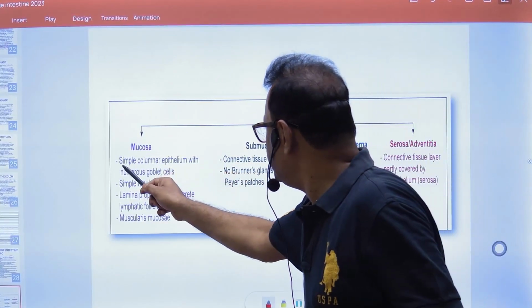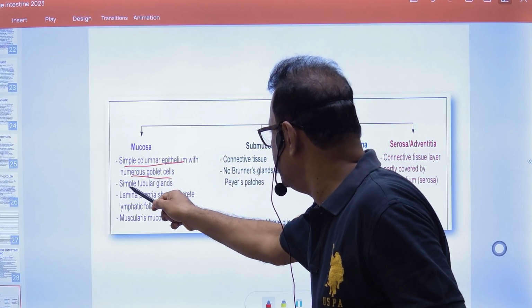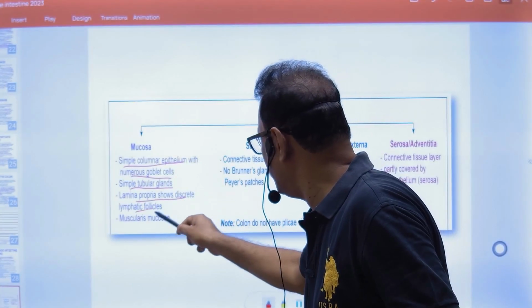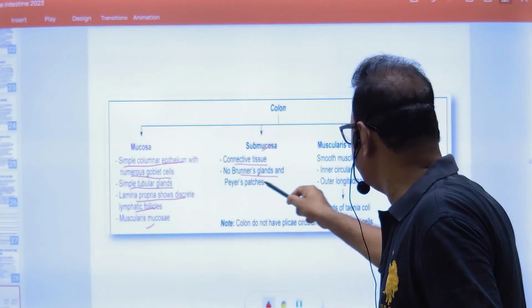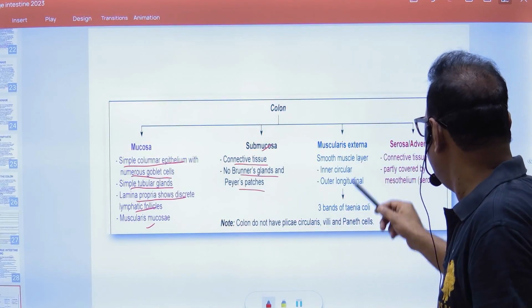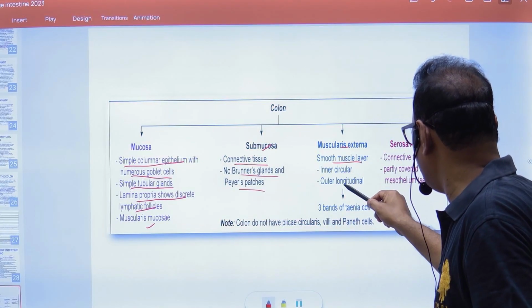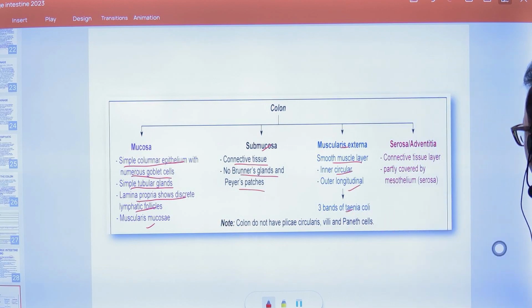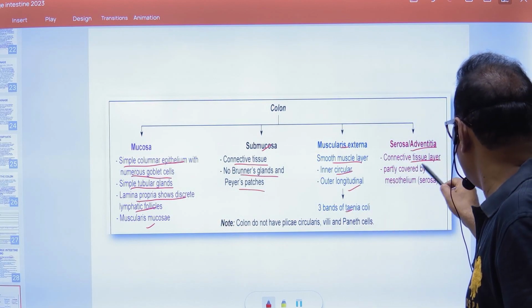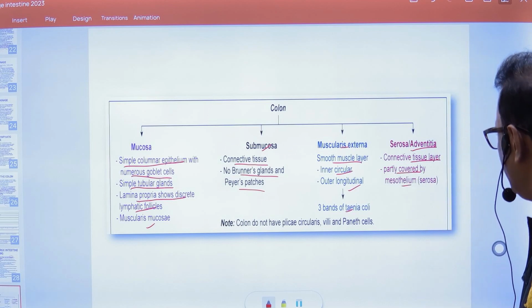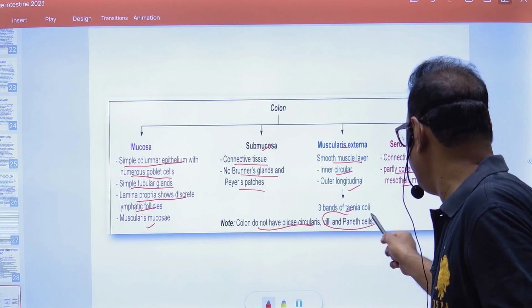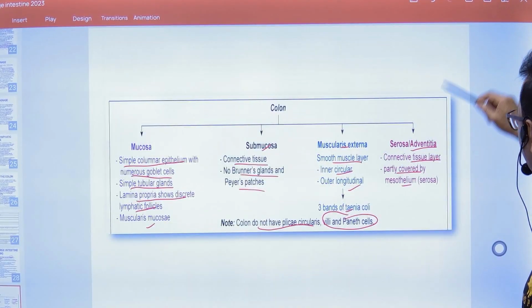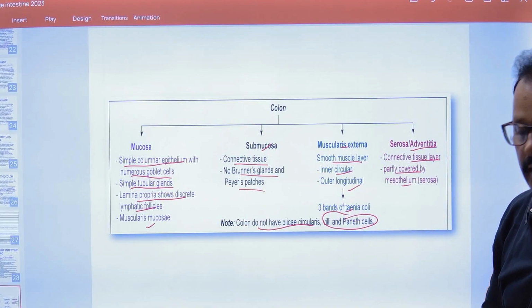So the mucosa has simple columnar epithelium with numerous simple tubular glands, the lamina propria with discrete lymph nodules, and the muscularis mucosae. Submucosa is connective tissue, with no Brunner's glands and no Peyer's patches. Muscularis externa is a smooth muscle layer, inner circular and outer longitudinal, with three bands of taenia coli. Serosa is a connective tissue layer, partly covered with mesothelium. The colon does not have plicae circulares, villi, or Paneth cells. So this is all about the large intestine. Thank you.